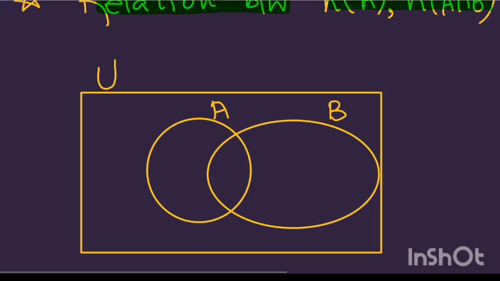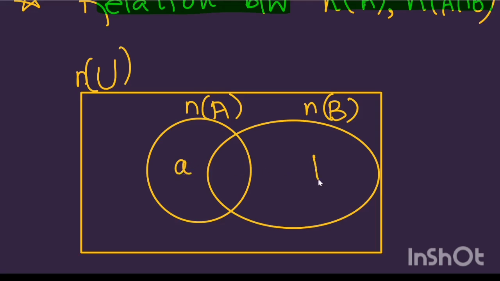So guys, here this is NU, this is NA, NB. I have drawn. A is the number of elements in A only, or it represents A intersection B bar. This is only B. C, I denote the number of elements in the common region of A and B, and D, I denote the region belonging to neither A nor B. Okay.